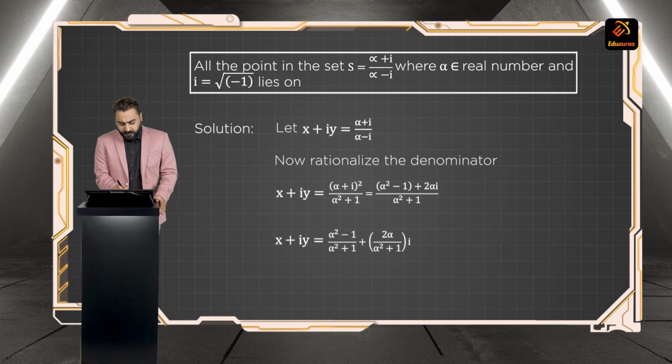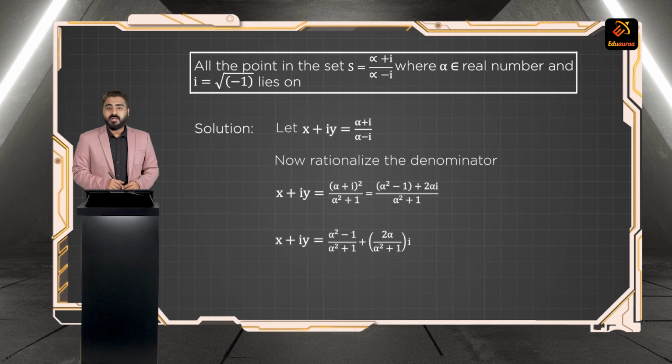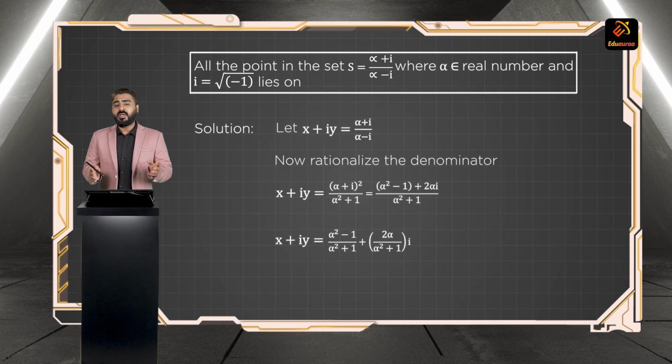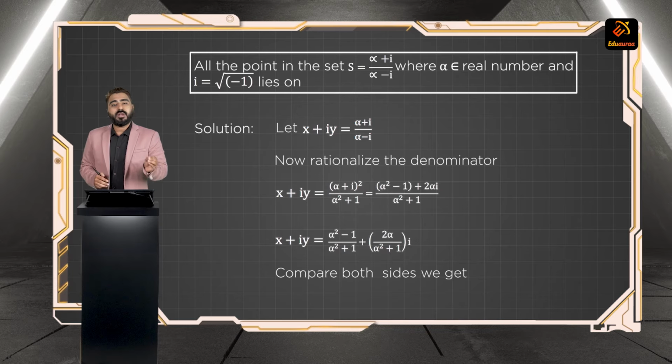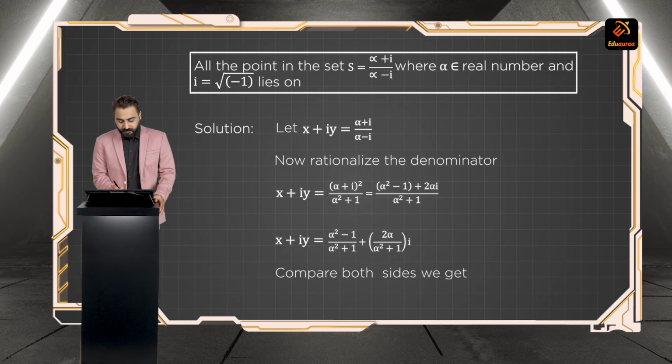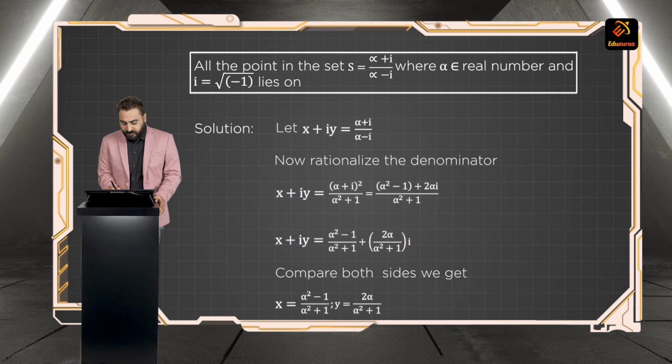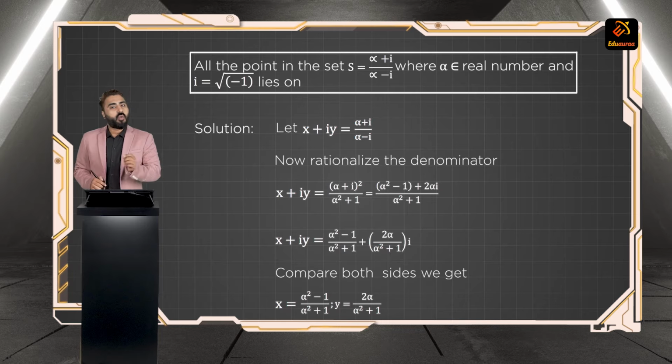Now students, x plus iy is equal to something on the right hand side. There is a complex number on the left side, a complex number on the right side, and an equal to sign between them. That means on comparing both sides, that is equating both sides, we get x is equal to (alpha square minus 1) upon (alpha square plus 1) and y is equal to 2 alpha upon (alpha square plus 1).